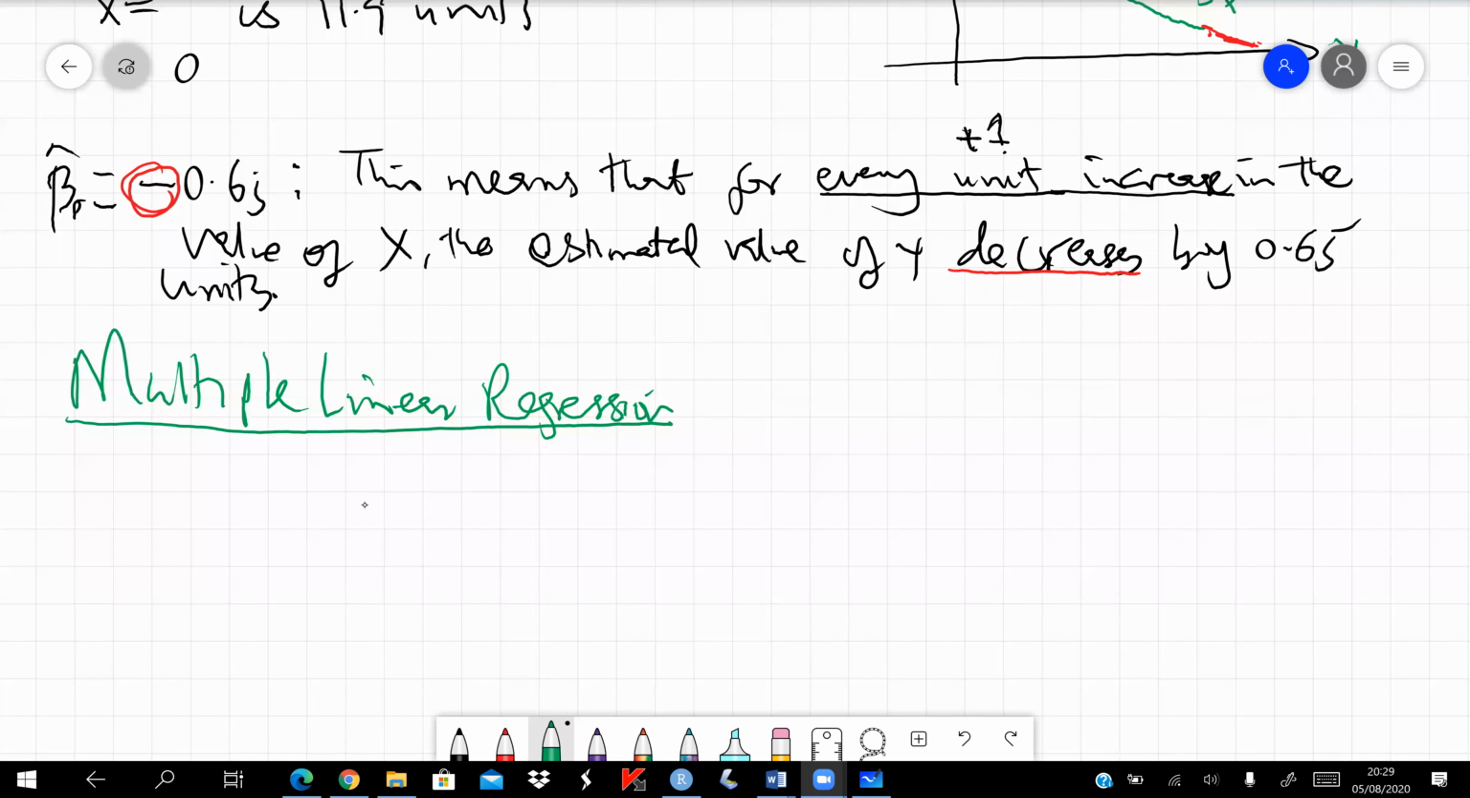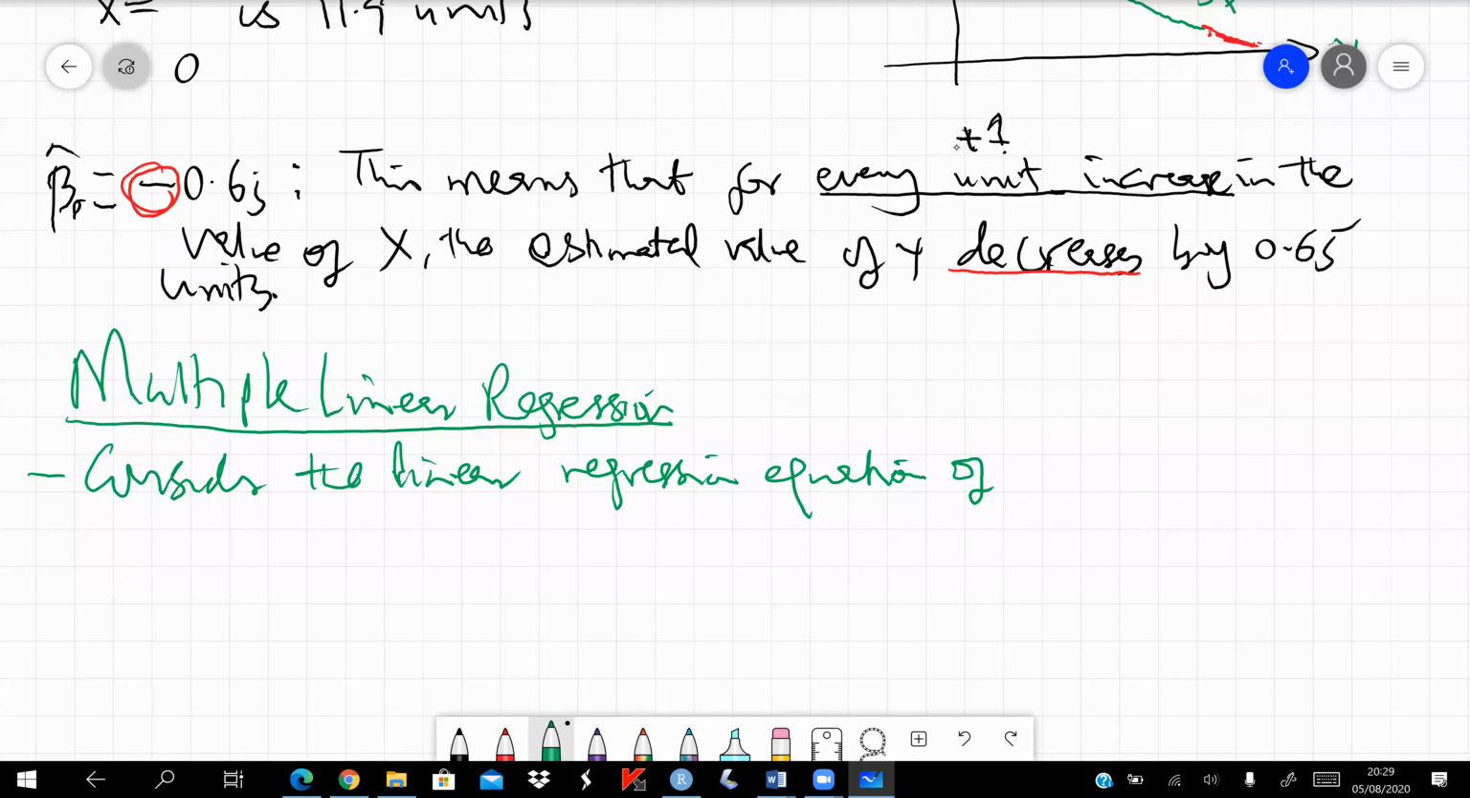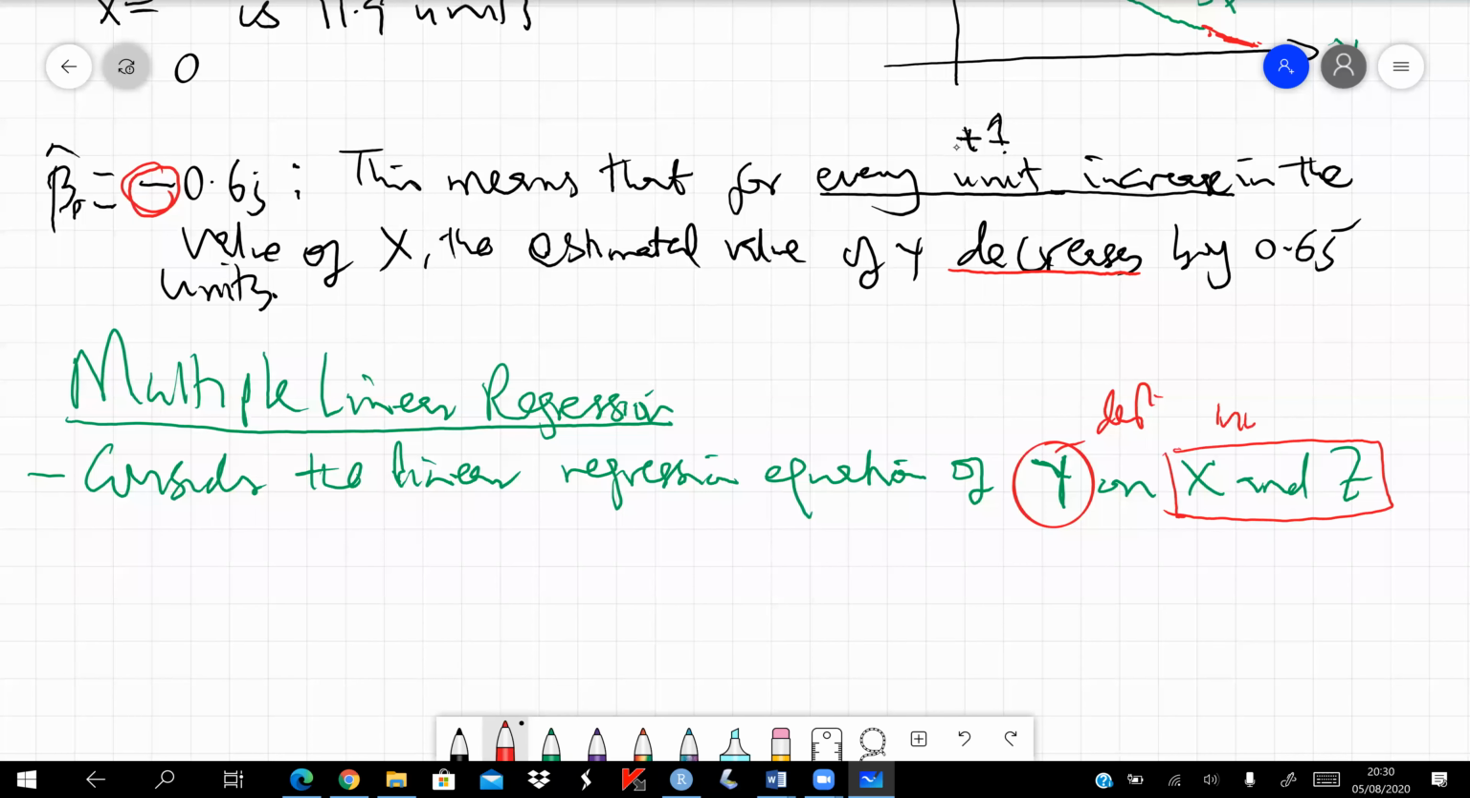All right, so let's look at multiple linear regression, and let's consider the linear regression equation of, let's say, y on x and z. When you see that, this is your dependent variable, and these two are your independent variables.